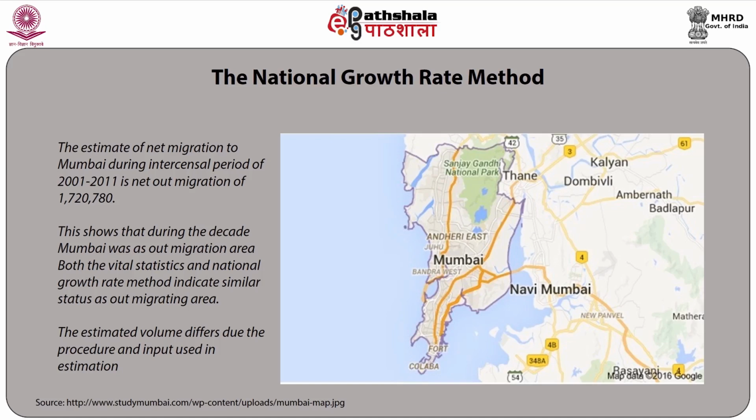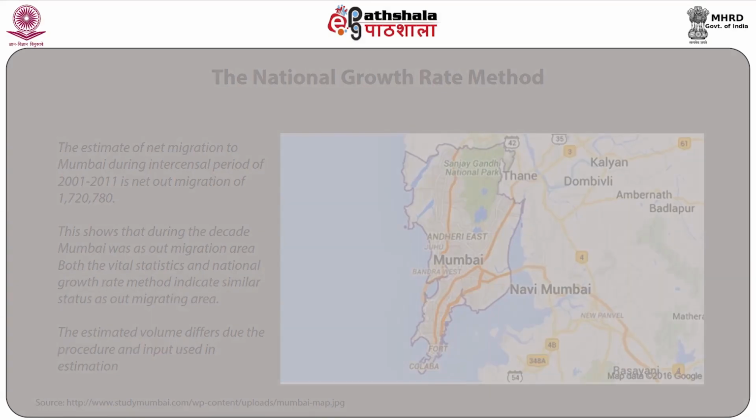of 1720780. This shows that during the decade Mumbai was an out migration area. Both the vital statistics and national growth rate model indicate a similar status as an out migrating area. The estimated volume differs due to the procedure and input used in estimation.